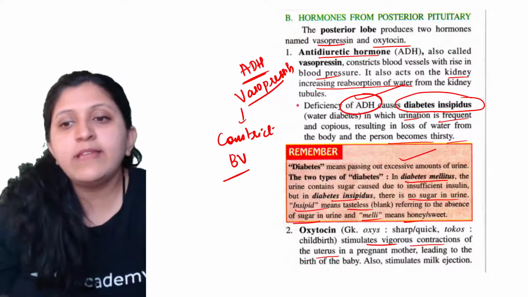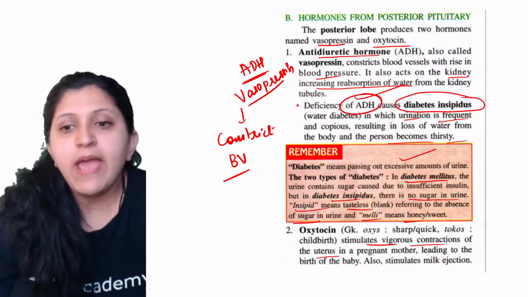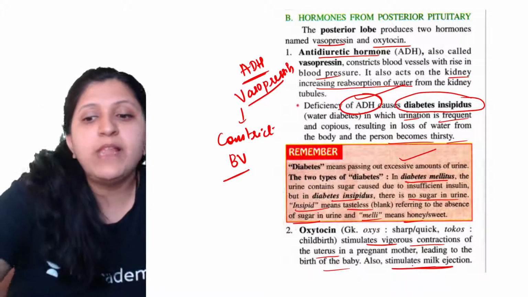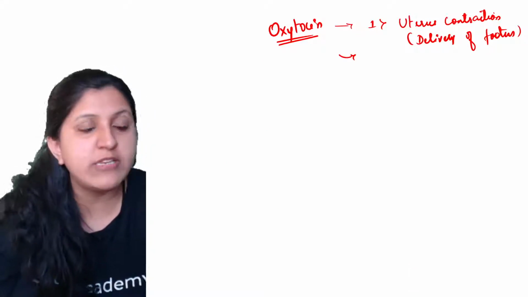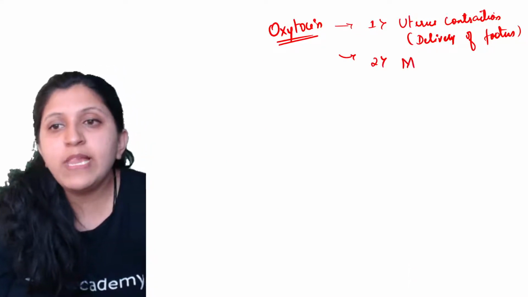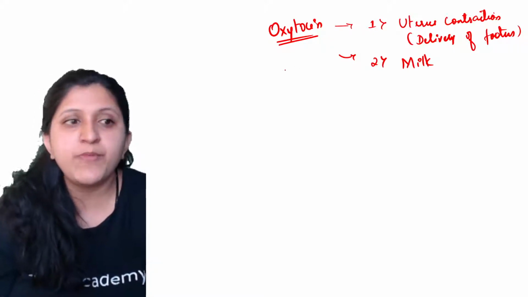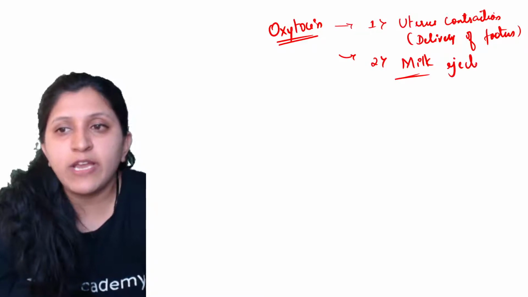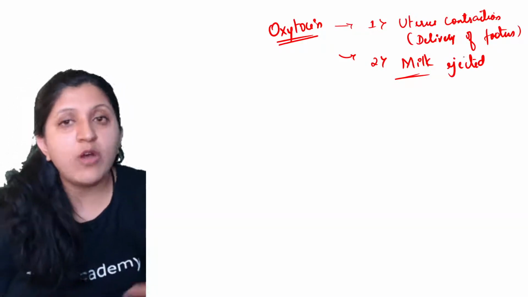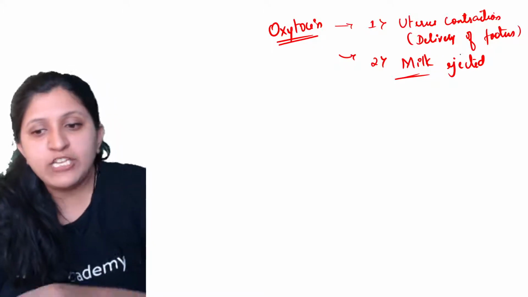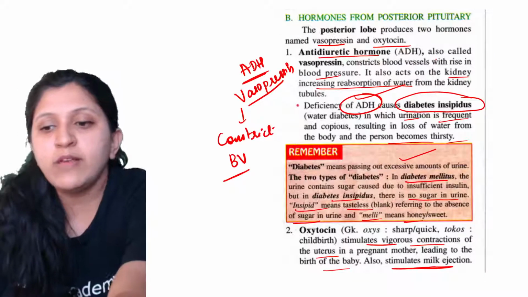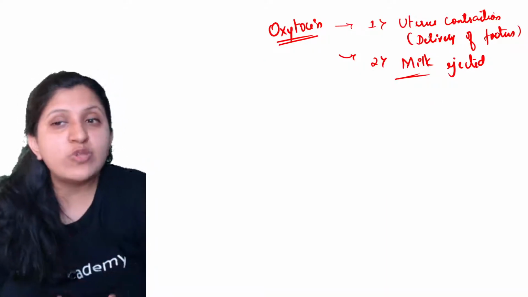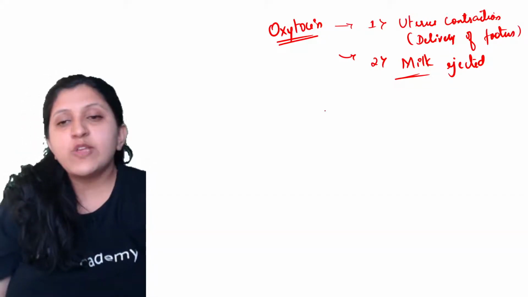That is in the case of a pregnant mother, leading to the birth of the baby. It also stimulates milk ejection. Another function of oxytocin is that the milk produced in the mammary gland of the breast has to be ejected, so that the baby gets nourishment. Ejection of milk is done by oxytocin, and oxytocin is also there for uterus contraction. So let's have a look at this one now.